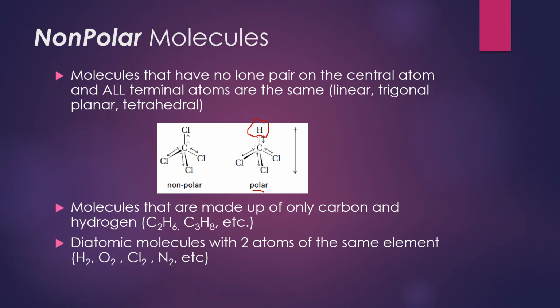So molecules that are made up of only carbon and hydrogen are always going to be nonpolar. What that means is if you only have carbon and hydrogen present, no other elements, so if you throw in an oxygen or a nitrogen or anything else, this doesn't apply anymore. But if it's just hydrogen and carbon, it's going to be a nonpolar molecule. It doesn't matter if you have 52 carbons and 87 hydrogens, it's still going to be nonpolar.